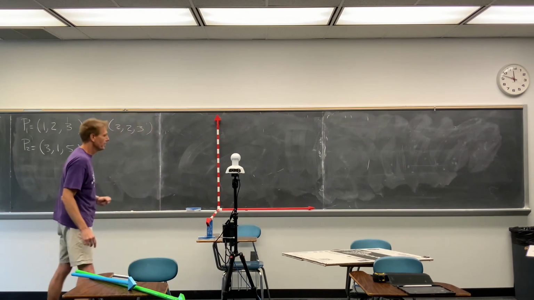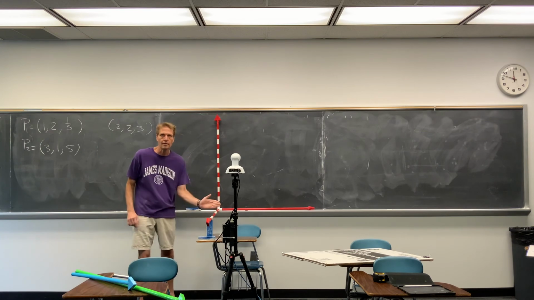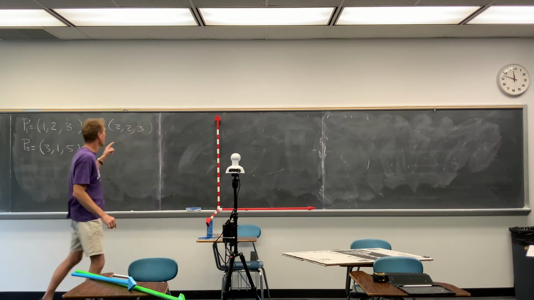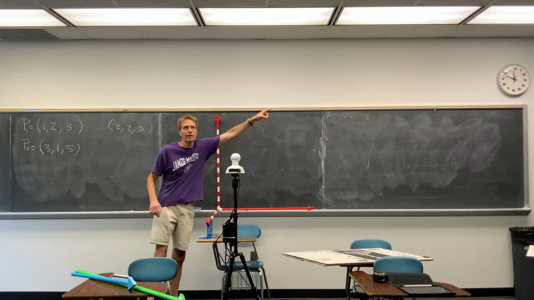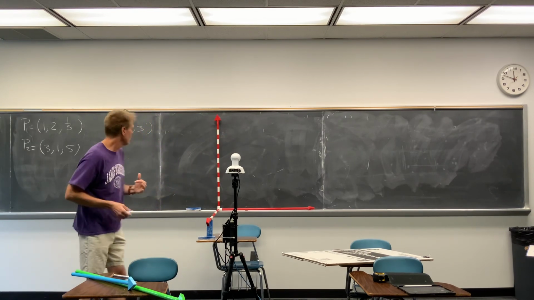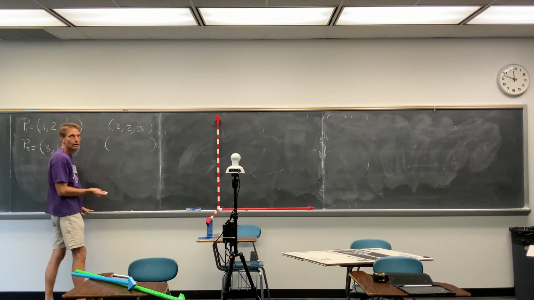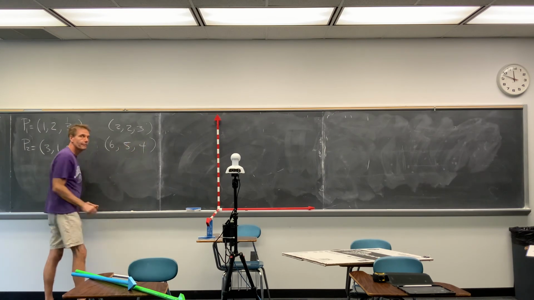So he's going to go 2 feet down the x-axis. Then he's going to go 2 feet over on the y-axis. Then he's going to go 3 feet up on the z-axis. So that's one point in the room. Where's your other point? I said it was 6, 5, and 4.